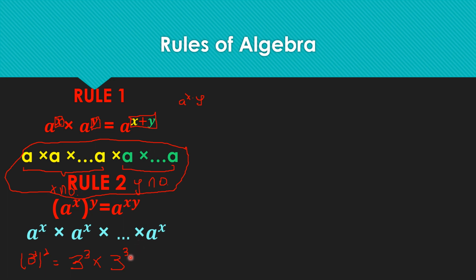Now, here, when we have this 3 to the power of 3, if we look back at here, a to the power of x times a to the power of y, we can actually say it's a to the power of x plus y. X I can name as 3 and y I can name as 3. This is how the algebraic expression works. Let's move on.